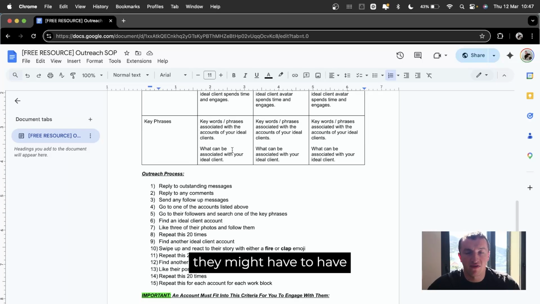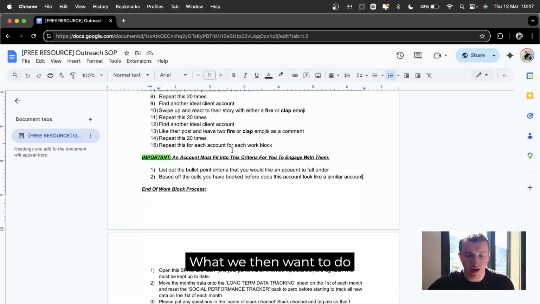So for example, they might have to have a certain number of follows. They might have to have a certain number of posts on their grid. They might have to have a recent amount of activity on their stories. Whatever the criteria must be, based off what you see your ideal clients having, you can list out that criteria. Then when we're following, engaging, commenting, liking, we can make sure that those accounts actually fit that criteria for us.